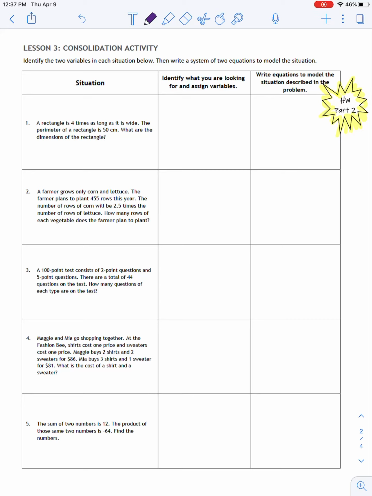So all we're doing is identifying the variables and then we're going to write the system. Okay, so we have a rectangle that is 4 times as long as its width. The perimeter of the rectangle is 50 centimeters. What are the dimensions of the rectangle? We could really use whatever we wanted here. We could use X and Y, or length and width. Let's just use length and width since that's what we did in the core activity. So length is L and W is width.